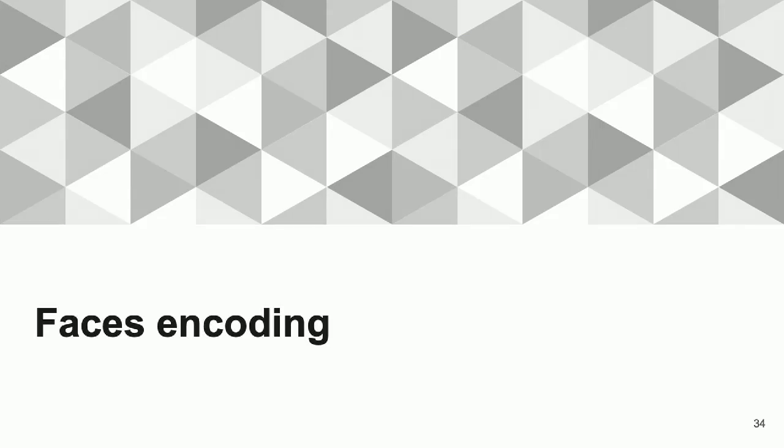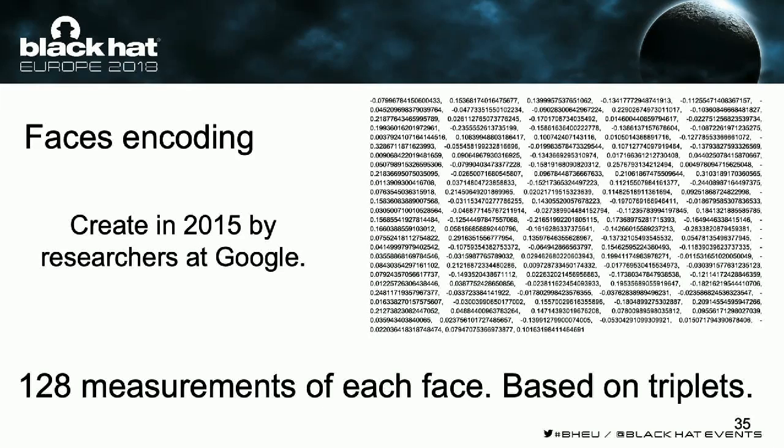The next step is face encoding. Face encoding is used to obtain a numerical code for a face, and this comes from research in 2015 by Google, and uses a neural network, and this network is trained with triplets. These triplets are two faces belonging to one person, and one face belonging to another person. This allows minimizing the distance between positive results and maximizing it for negative results, and finally obtains a vector like you can see. These are the 128 dimensions or 128 measurements of each face.